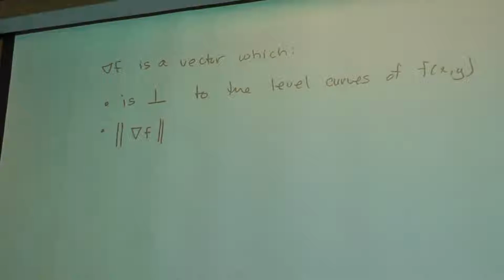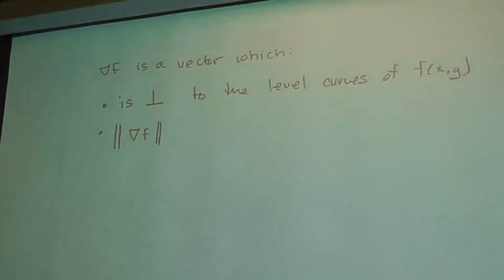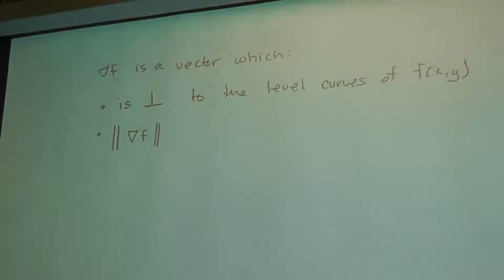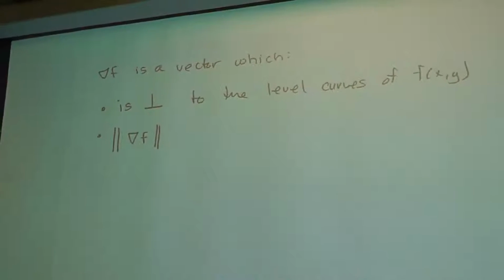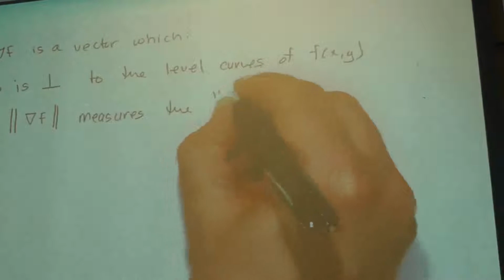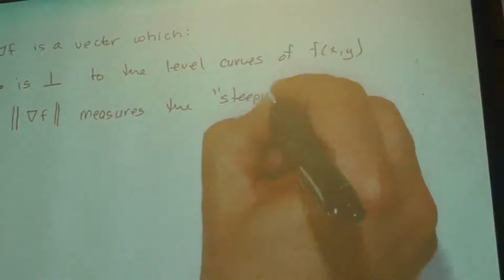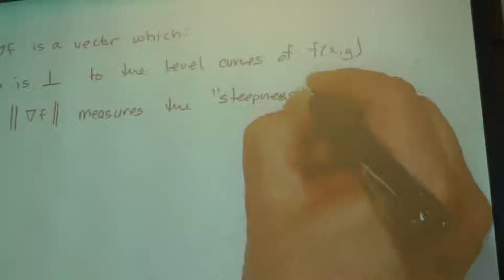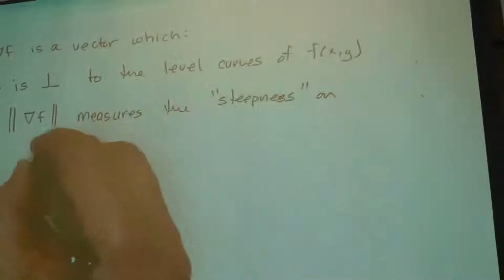Do you know what that means? The magnitude of the gradient vector. In other words, you've got two components. Do the Pythagorean theorem on those two components. That's the magnitude, the length of the vector. The magnitude measures the steepness on f of xy.